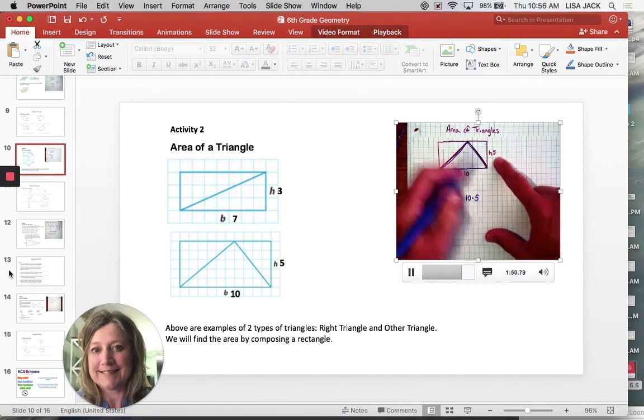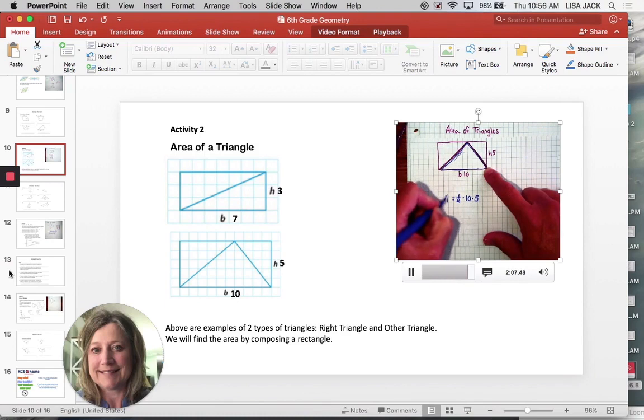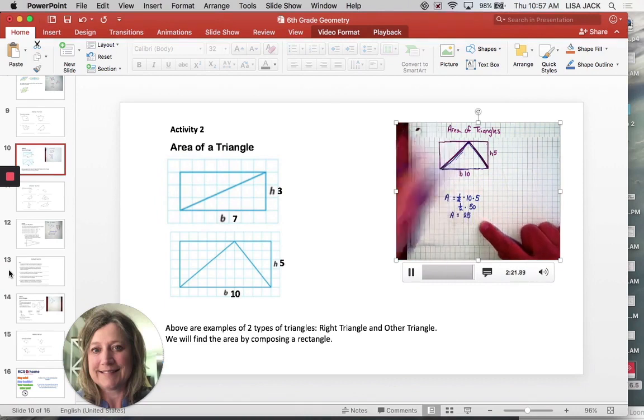We can use the formula of a rectangle, which is base times height, but then we're only filling up half of this shape with the triangle we want to know the area for. So the area is going to be half of 10 times 5. 10 times 5 is 50, and half of 50 is 25. So the area of this triangle is going to be 25.